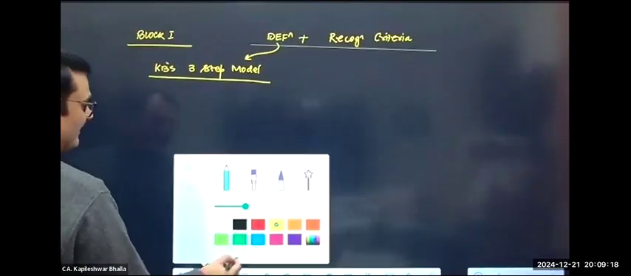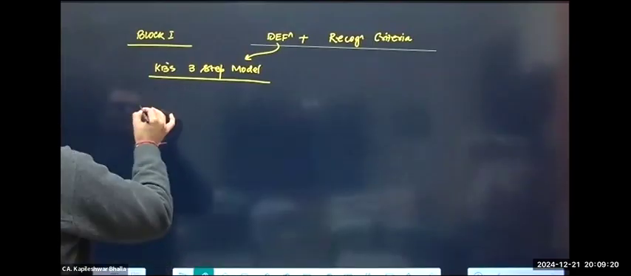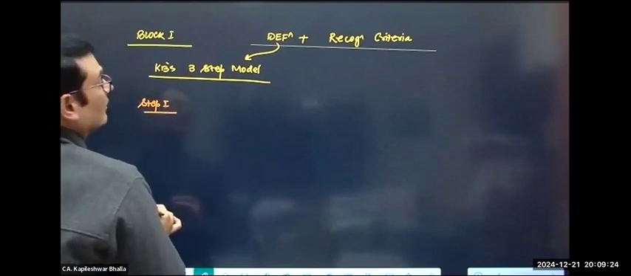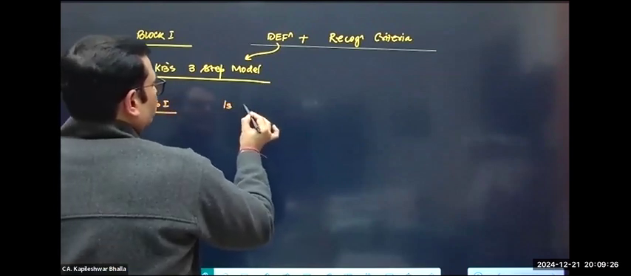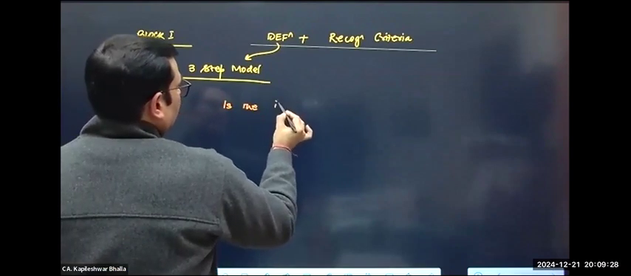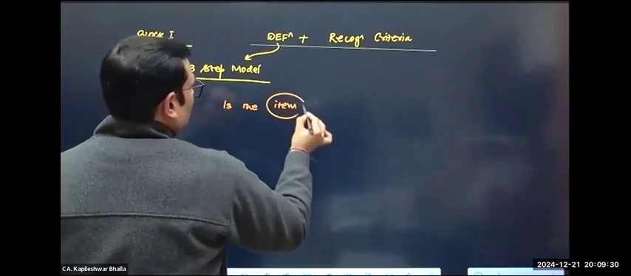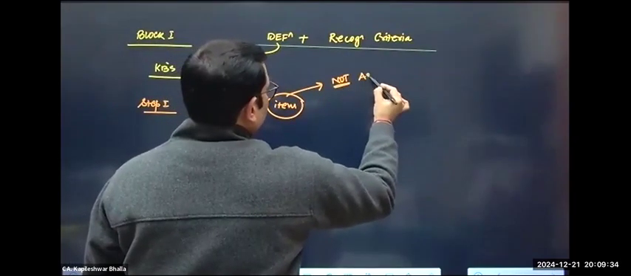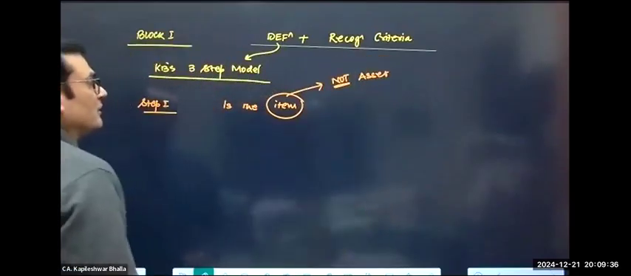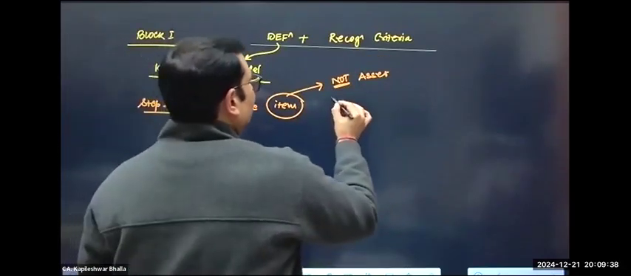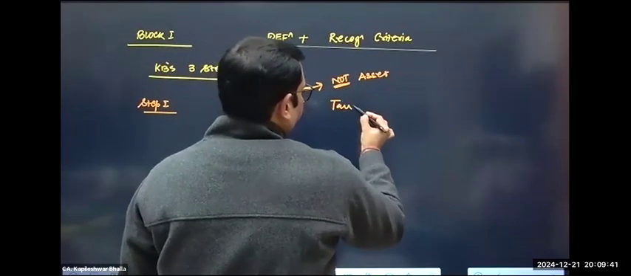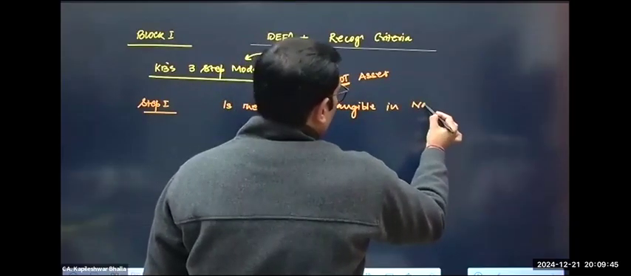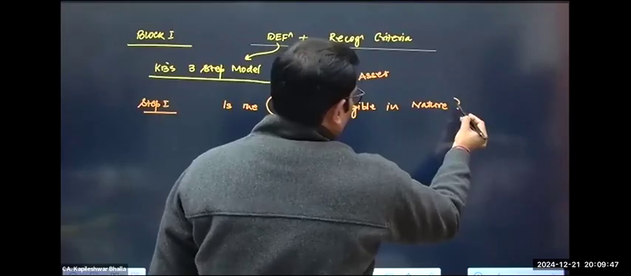Okay, so let's consider step number 1. In step number 1, what we are focusing on is the item. The word is item. I want to focus that it is not assets. Nowhere is the word asset given in the definition. So I'm going to put that focus. Is the item tangible in nature?